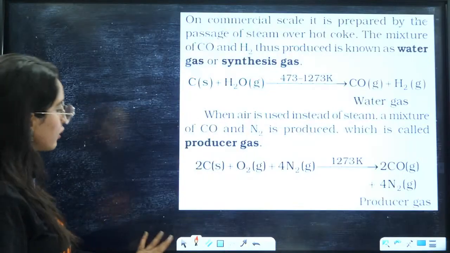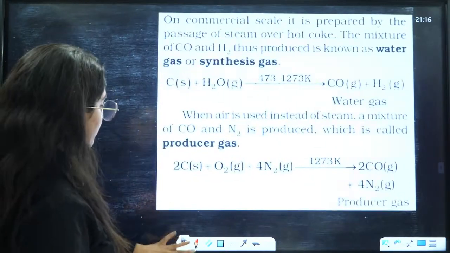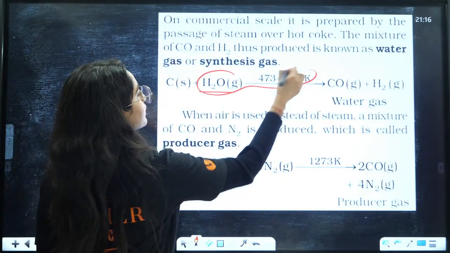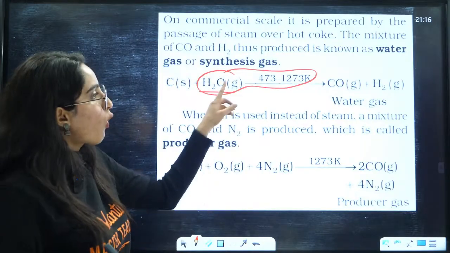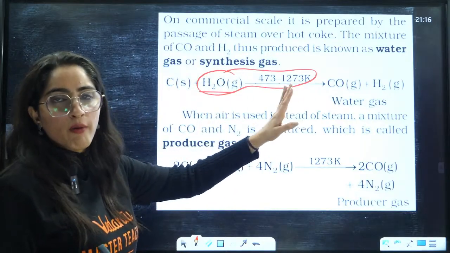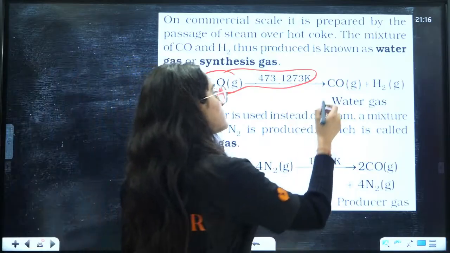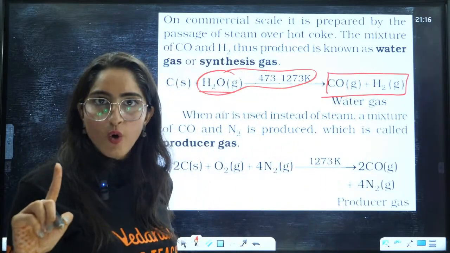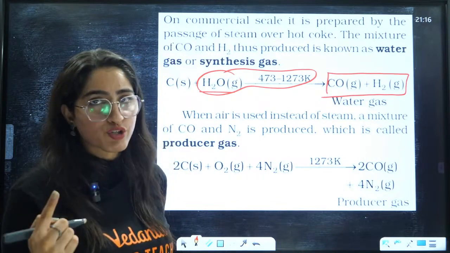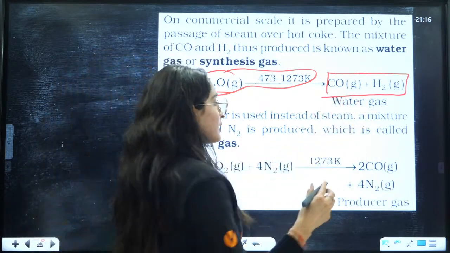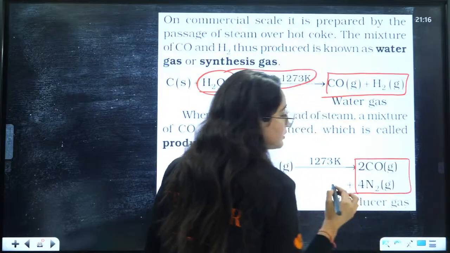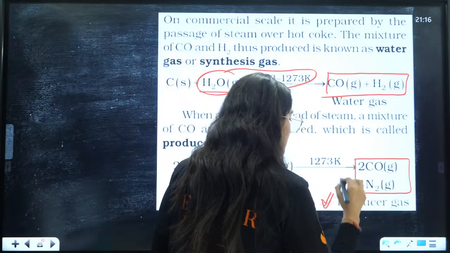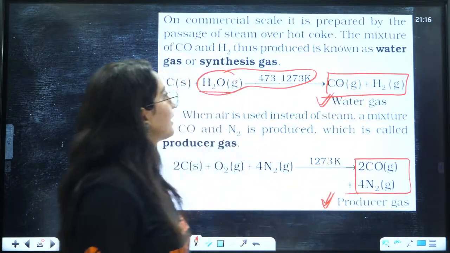Okay. Then on commercial scale, it is prepared by passage of steam over hot coke, right? This is steam over hot coke. Then we will have the formation of CO and H2. And this CO and H2 is very, very important, right? Carbon monoxide along with hydrogen gas is called water gas. But carbon monoxide along with nitrogen gas is called producer gas. This is very, very important, right?